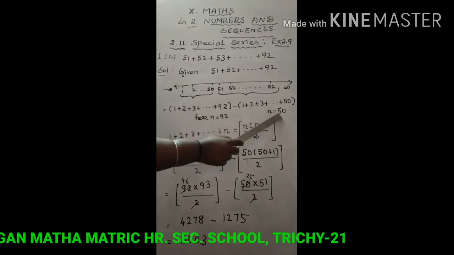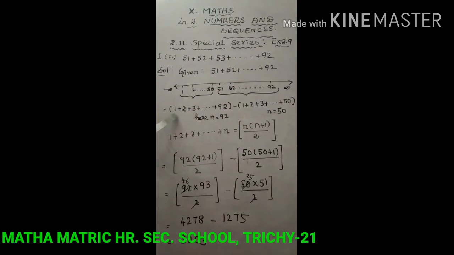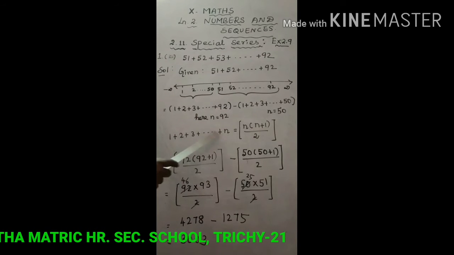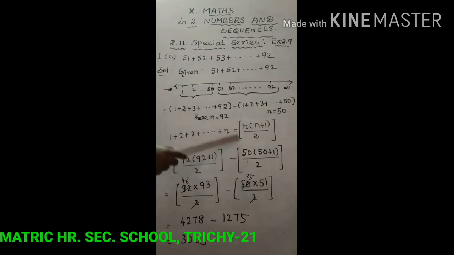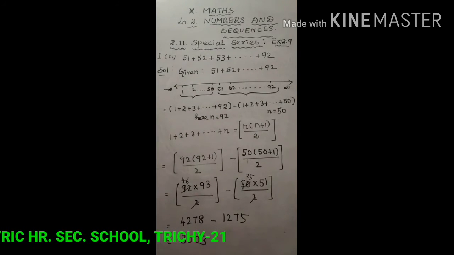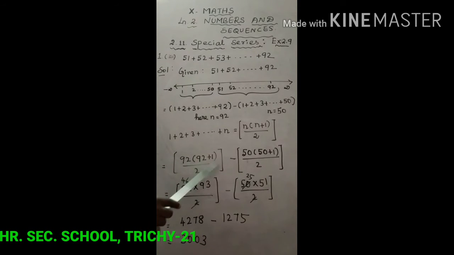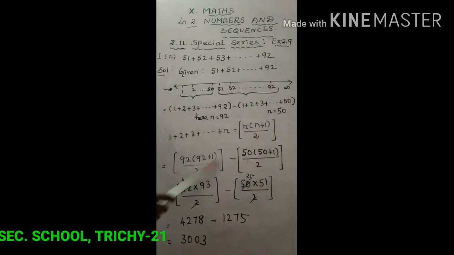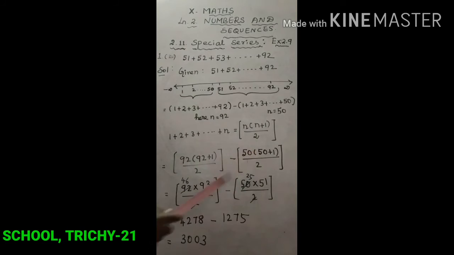Then here n is equal to 50. This is the sum of the first n natural numbers. So using this formula, 1 plus 2 plus 3 up to n is equal to n into n plus 1 divided by 2. In this series n is equal to 92. So 92 into 92 plus 1 divided by 2, minus, in this series n is equal to 50. So 50 into 50 plus 1 divided by 2.